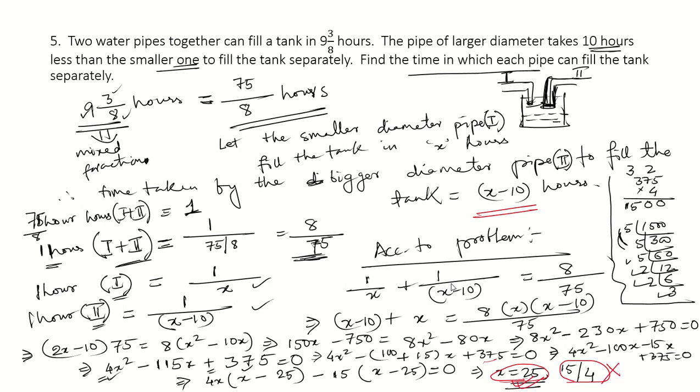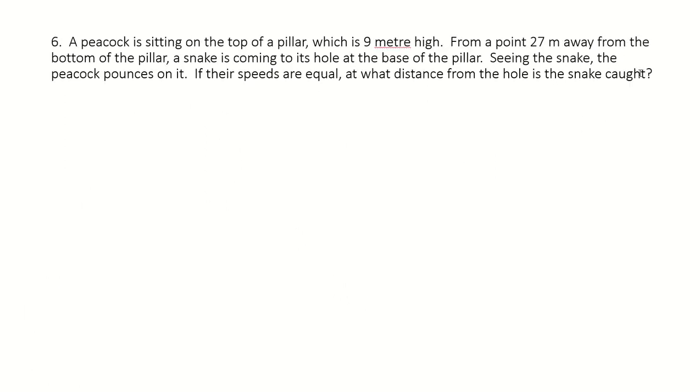So the time in each pipe: one is 25 and the other is 25 minus 10, which is 15. So this is the time in which each pipe can fill the tank. I guess you have understood the problem. We will move on to the next problem. Please try this problem and then we will solve it together.